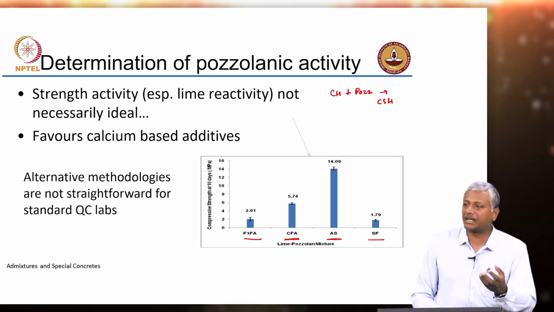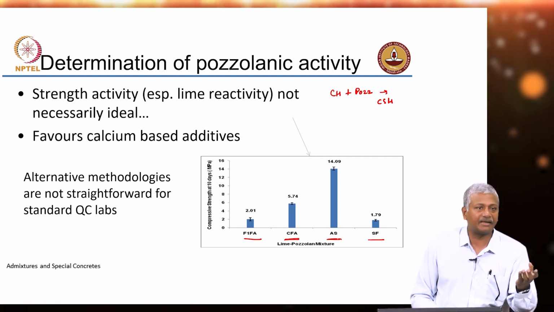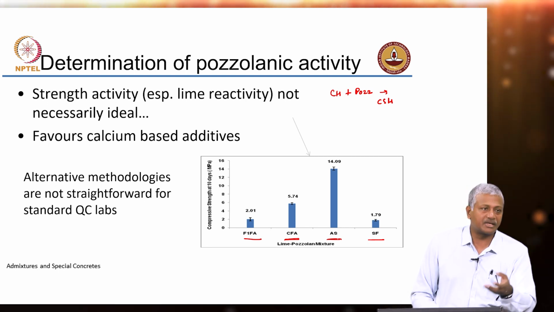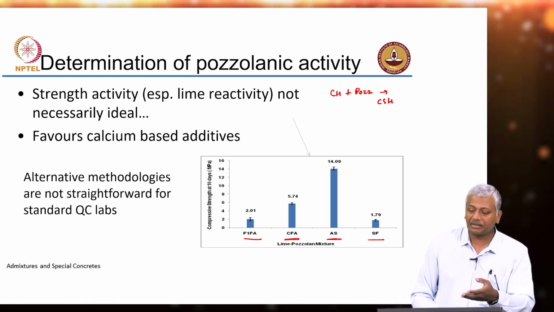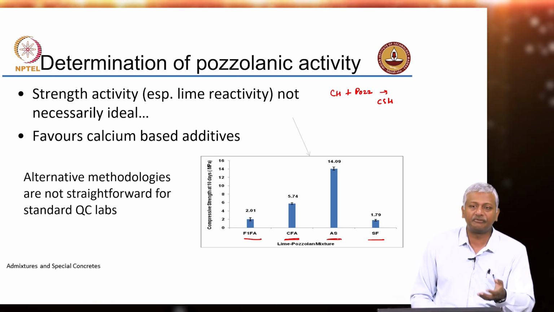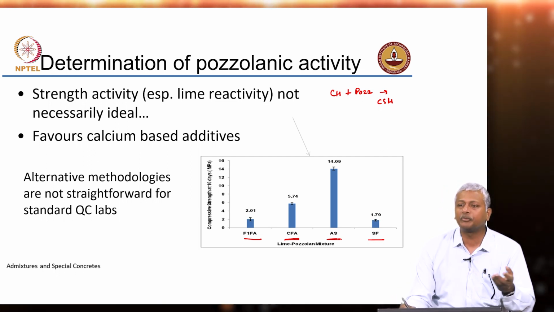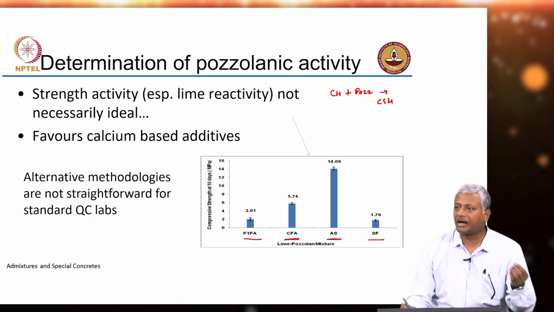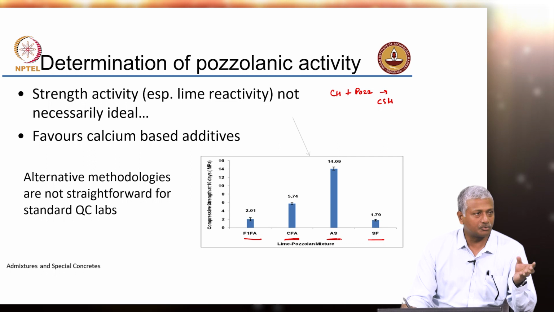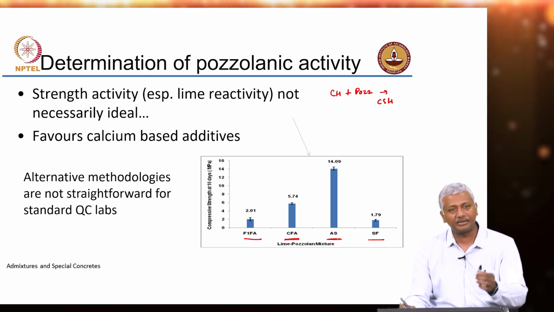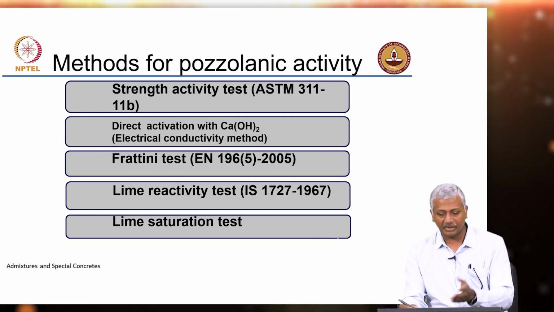In typical QC labs, they are okay to do strength tests, right. Any QC lab will have a cement strength test. So, the same thing can be applied for pozzolanic strength tests also. Usually the lime reactivity test also needs an oven at 50 degrees Celsius to speed up the reaction, but that is not really a problem. Usually for QC labs, you may have ovens available for aggregate moisture determination and so on. So, that is not really an issue for QC labs, but when we talk about other reactivity tests, as I will show you, they are not as straightforward for QC labs. So, let us look at some of these tests.